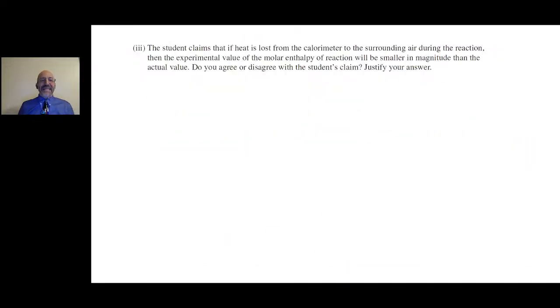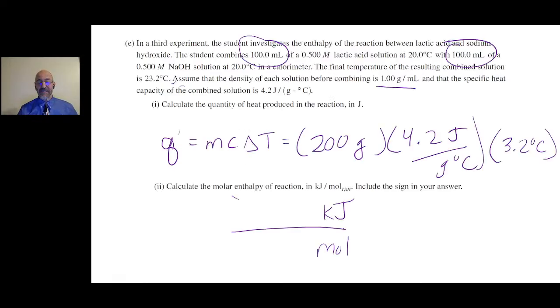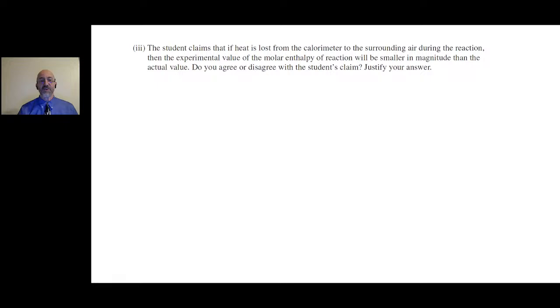A student claims that if, for whatever reason, heat is lost from the calorimeter to the air, the experimental value of the molar enthalpy will be smaller in magnitude. Well, if you're losing heat, then you're going to have a smaller delta T, a smaller calculated value of Q, and a smaller calculated value of delta H. So again, referring to the magnitude, so don't get confused about that negative sign, smaller magnitude.